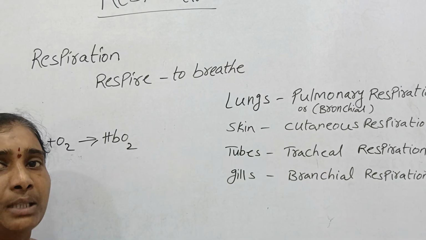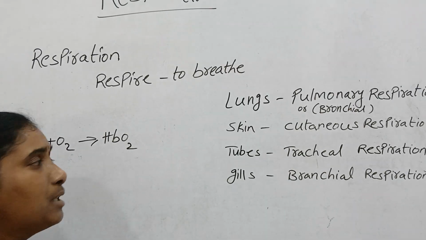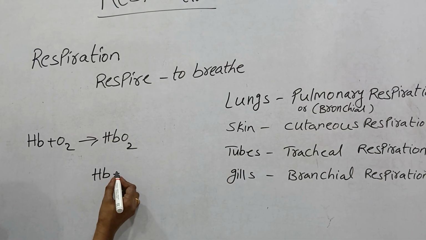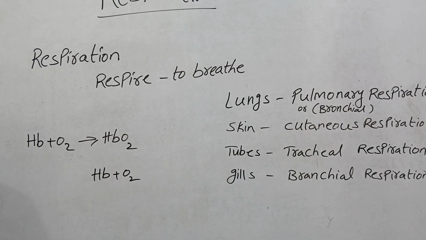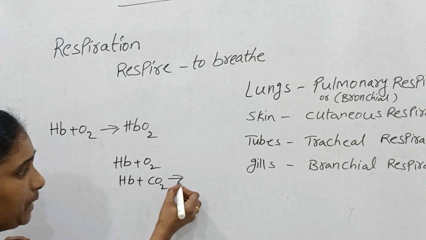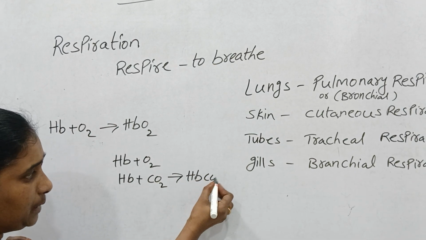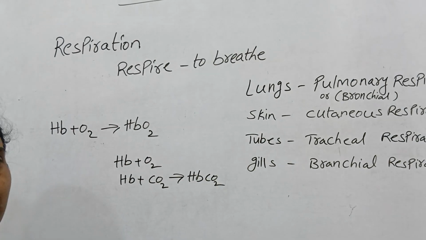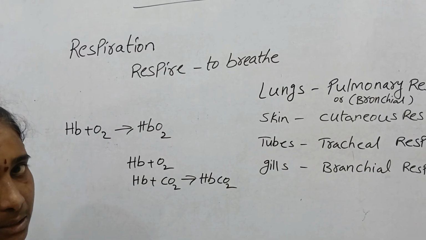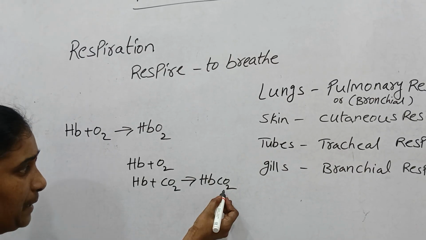This oxyhemoglobin, through capillaries, enters into our body parts. After reaching the cell level, oxyhemoglobin again divides into oxygen and hemoglobin. This oxygen will be utilized by the cells. The cells also have carbon dioxide, which combines with hemoglobin and forms carboxyhemoglobin. In the same pathway, it comes from the body cells to the tissues to the lungs. Then we exhale the carbon dioxide.